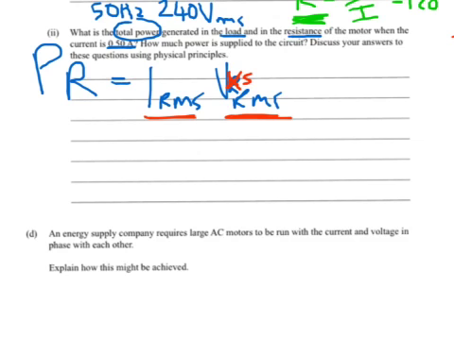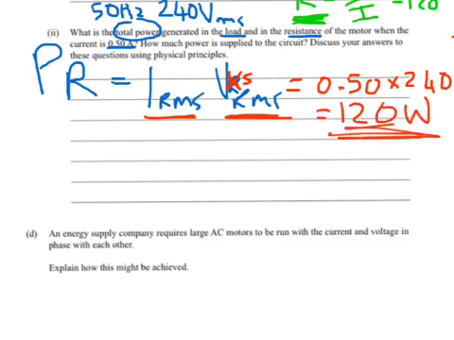So anyway, carrying on. So that is 0.5, we were told was the 0.50 to be significant figures, getting them precise or accurate, and times by VRMS, which is 240 volts. And 120 watts gives you the answer. So that's the power across the resistances, generated in the resistances. So the heat dissipated in those resistances in the circuit.